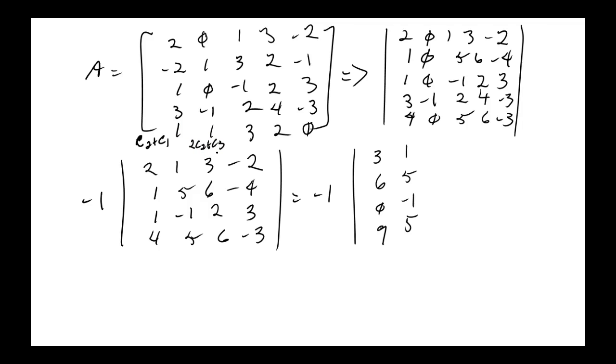Right? So that would be 5... Okay, say again. 0. Okay. And the last one would be 3, column 2 plus column 4.